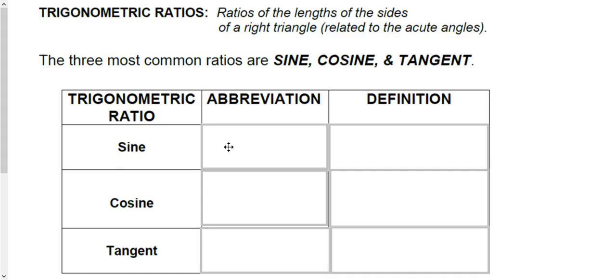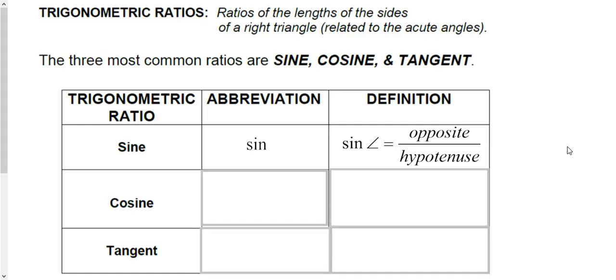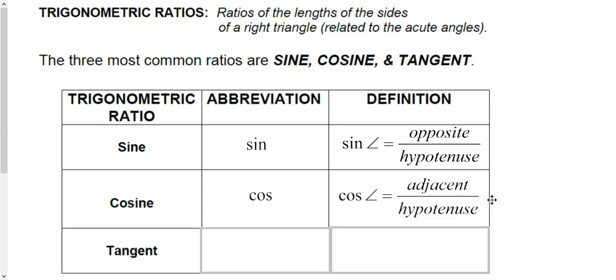The sine, the abbreviation is just SIN, it's still pronounced sine, and the sine of an angle is the ratio of the side opposite over the length of the hypotenuse. We'll see how to name these sides in the next part of this lesson. The cosine, abbreviated COS, is the ratio of the length of the adjacent side over the length of the hypotenuse. We'll see how to set up these fractions, how to name these sides.